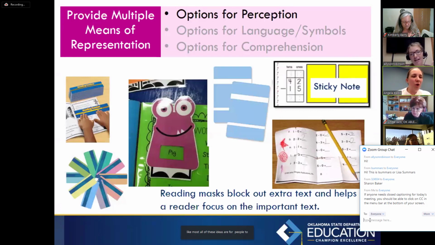That's exactly right. The whole intent behind this is that some students just may need opportunities to minimize the text that they are looking at, so they're not overwhelmed about the amount of material that they're expected to do.